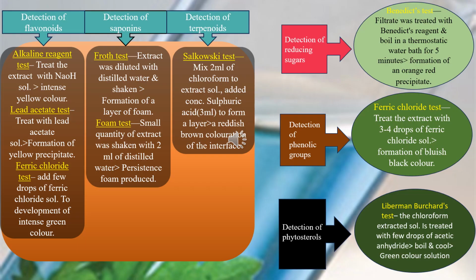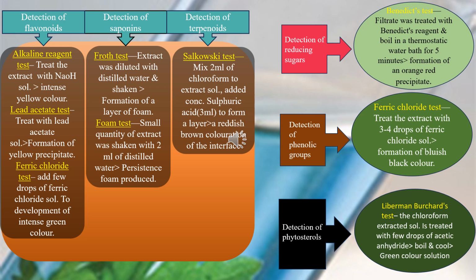Then in alkaline reagent test for the detection of flavonoids, the extract was treated with sodium hydroxide solution, and the formation of an intense yellow color indicates the presence of flavonoids. In lead acetate test, the extract was treated with lead acetate solution, and if the formation of yellow precipitate occurs, then it indicates the presence of flavonoids.